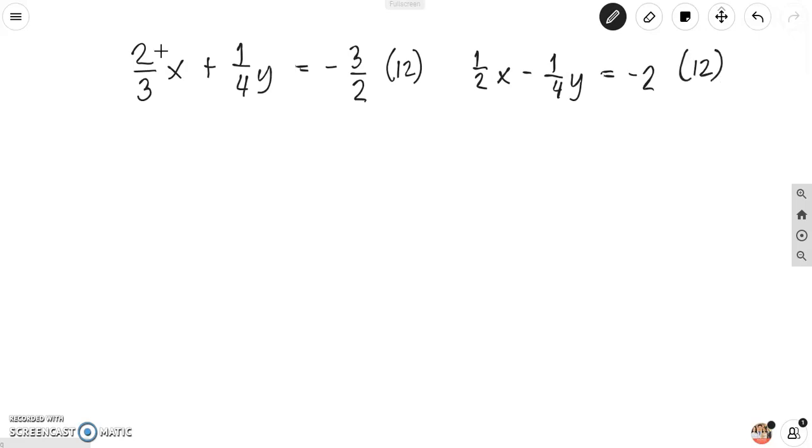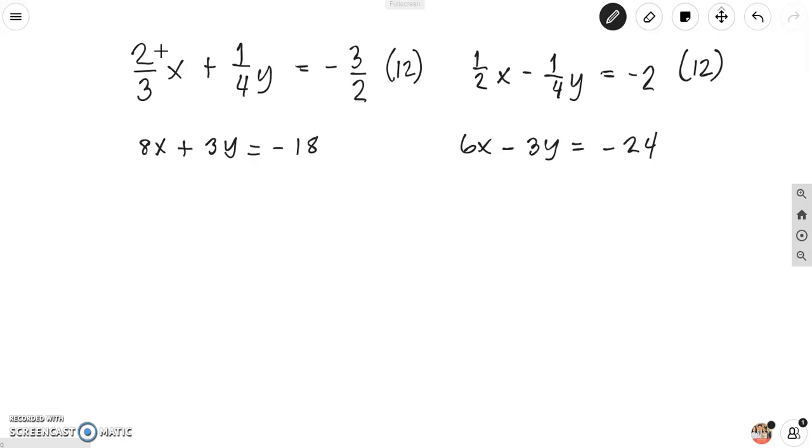Common multiple of 3, 4, and 2. So therefore it will give us now how much? 4 times 2, we get 8x plus 3y equal to negative 18. Then after that, we will have 6x minus 3y equals negative 24.